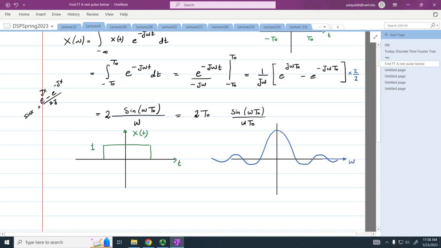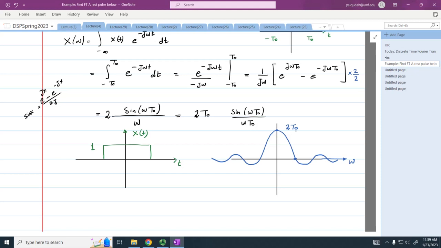This is omega. What is the magnitude at omega equal to 0? Two multiplied by 0. At 0, it is 0 over 0, so L'Hopital's rule applies, omega t0 cancels. I'm going to have t0. Is that clear, everybody?